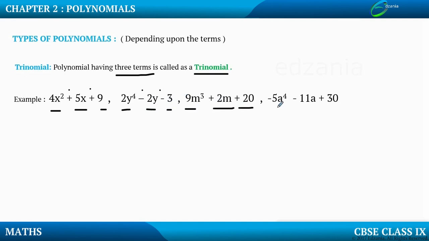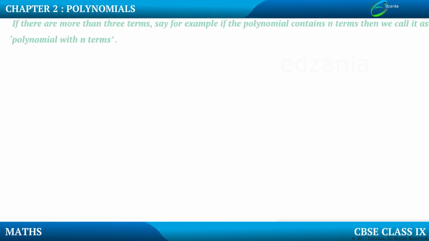Next example, 3 different terms. Again in the last example, we are getting 3 different terms. So if there are 3 different terms, then it is tri. Tri means 3. That is trinomial. But what if there are more than 3 terms? So if a polynomial contains n terms, then we call it a polynomial with n terms.